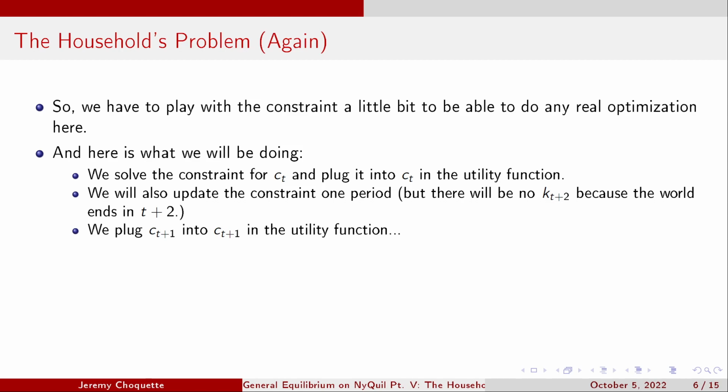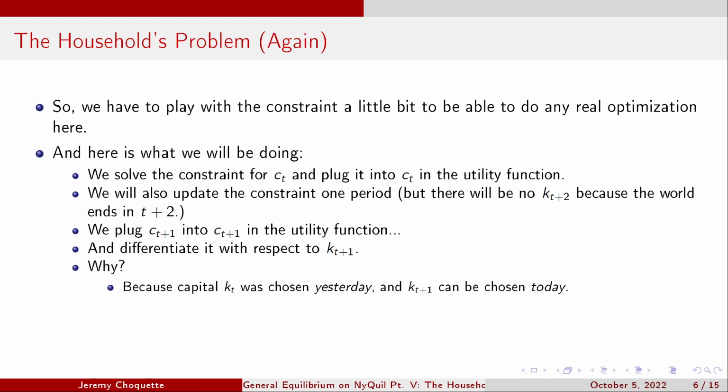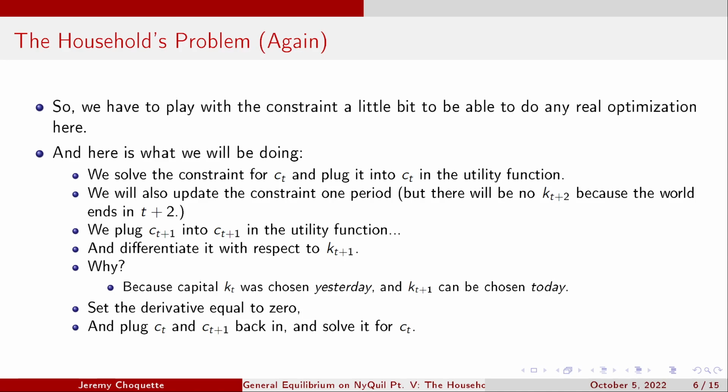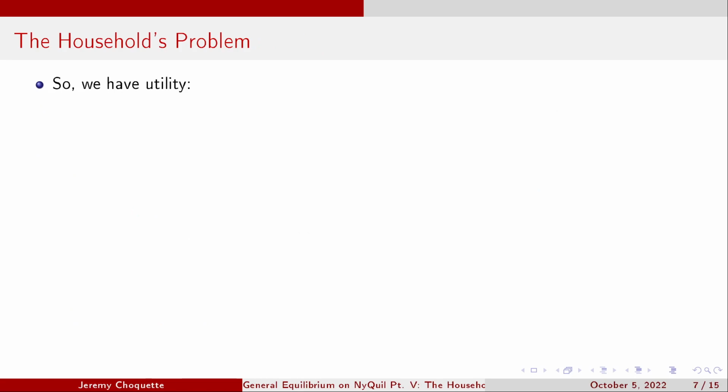Right? And then I'm going to take that and plug it into CT plus 1 in the utility function. And then I'm going to differentiate it with respect to KT plus 1. Why am I doing that? Well, KT was chosen yesterday, and KT plus 1 can be chosen today. So once I differentiate it, I'm setting the derivative equal to 0. I'm going to plug CT and CT plus 1 back in, solve it for CT.